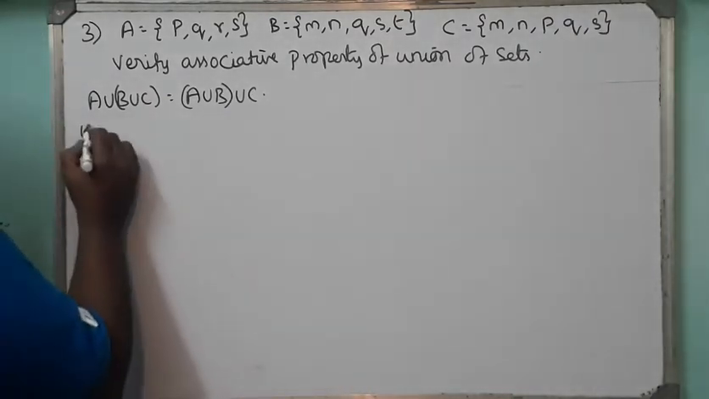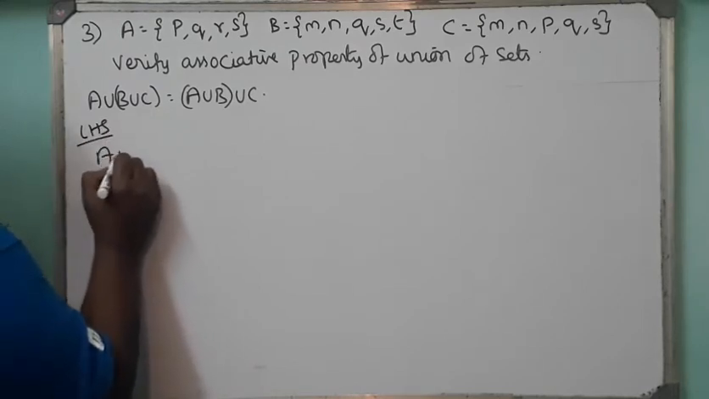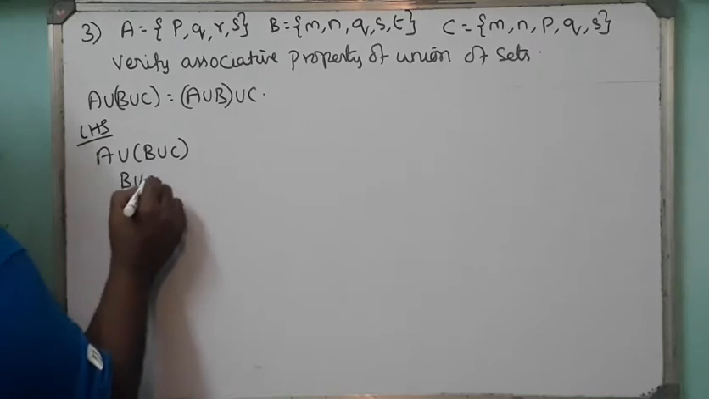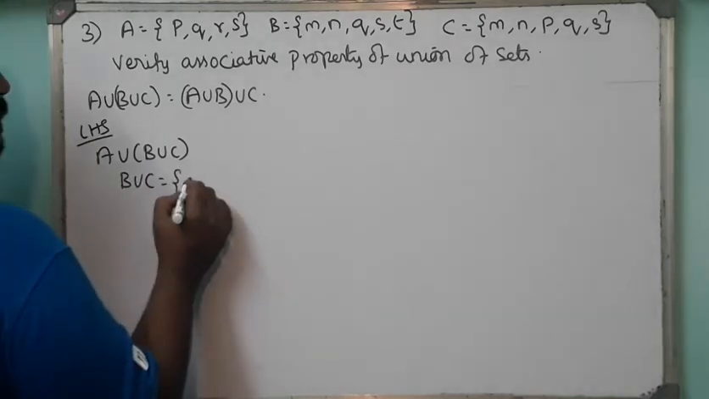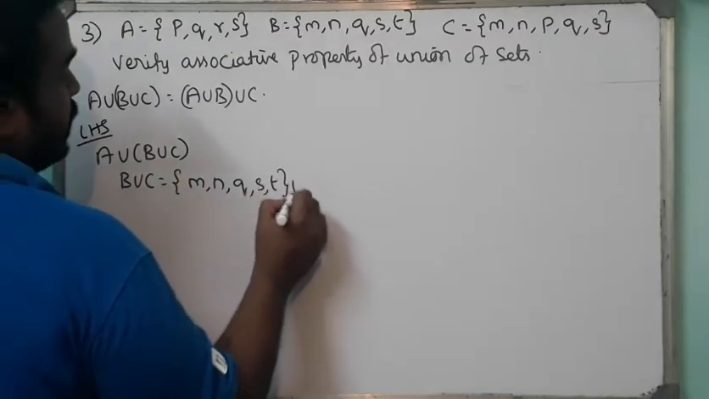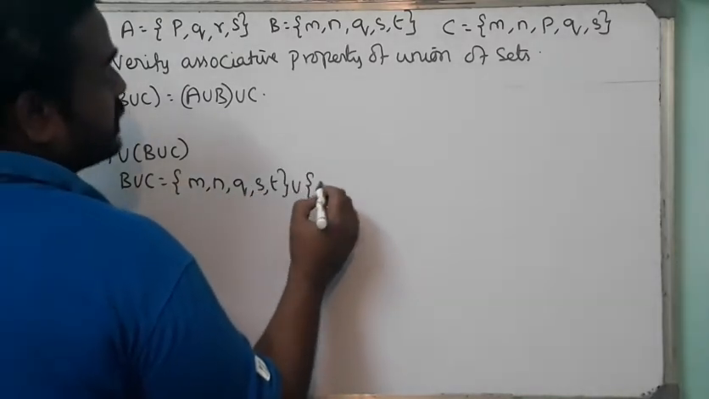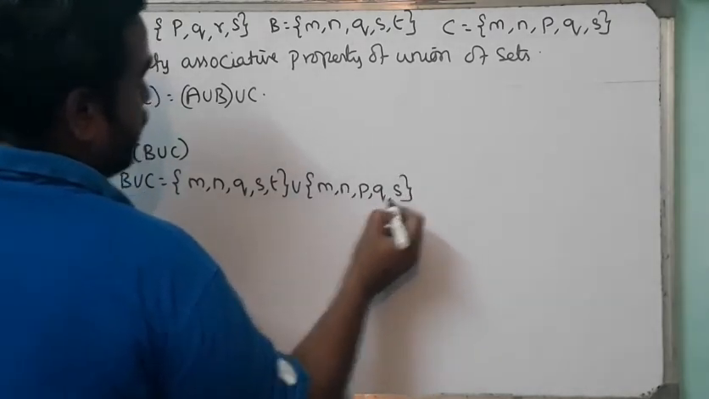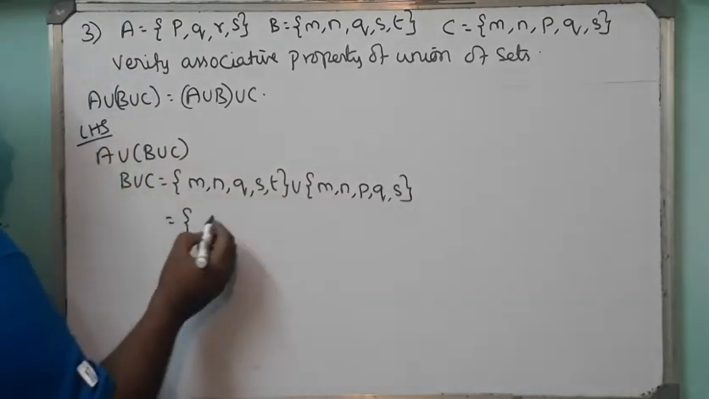So first take down the LHS, A union (B union C). First you need to find out B union C. B union C equal to, what is B here? M, N, Q, S, T union C. What is set C here? M, N, P, Q, S, which is equal to, take the union of these two.